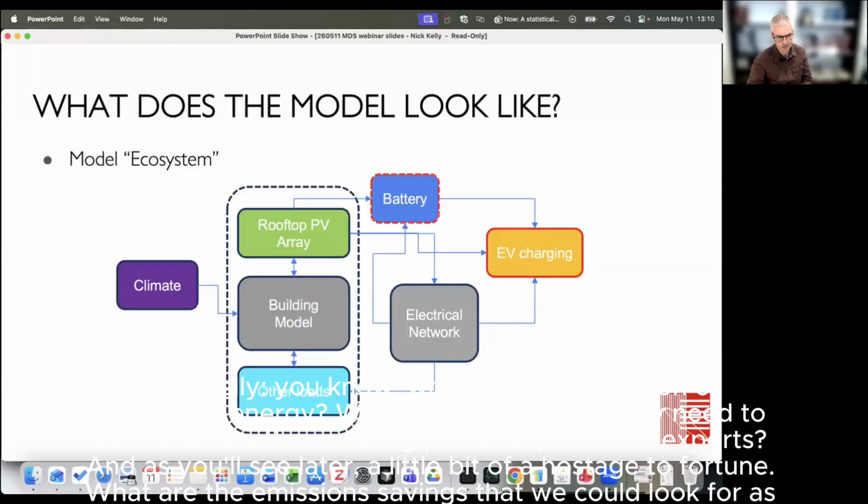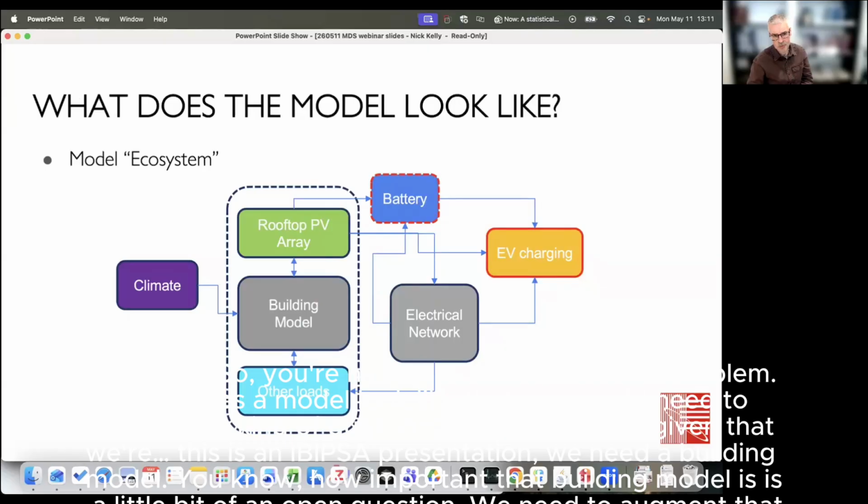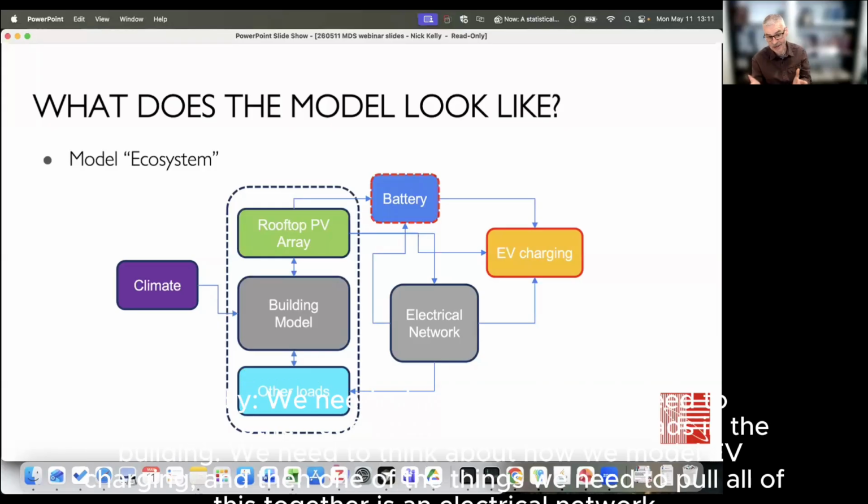Next slide, Zoltan. So you're having to think about that problem. What does a model look like that you would need to answer that kind of question? Well, obviously, given that this is an IBPSA presentation, we need a building model. How important that building model is, is a little bit of an open question. We need to augment that with information on a rooftop PV array. We need a battery model. We need to incorporate other loads, so lighting and heating loads in the building. We need to think about how we model EV charging, and then one of the things we need to pull all of this together is an electrical network.